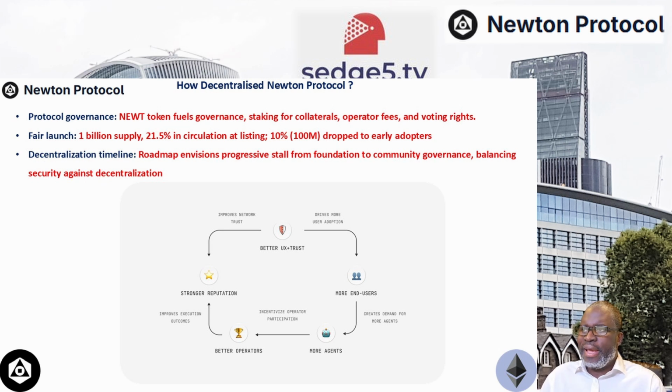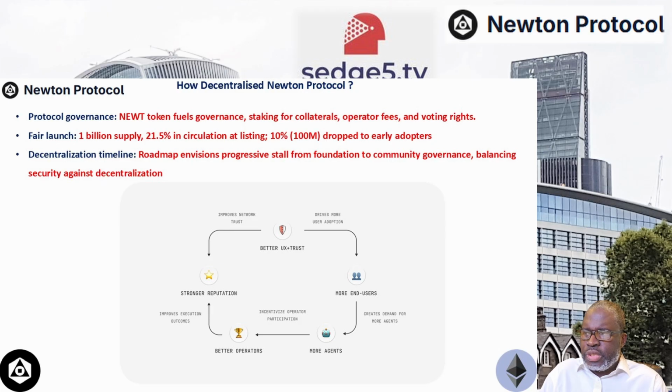The NEWT protocol has governance integrated within its protocol. The NEWT token fuels governance, staking for collateral, operator fees, and voting rights. There was what some are calling a fair launch. There are approximately 1 billion NEWT tokens with a hard cap, and 21.5% of this is already in circulation at listing or TGE, and 10% of the total supply, which is 1 billion, was airdropped to early adopters, community, and marketing reserves included. Decentralization timeline, well, the roadmap envisions progressive transition from foundation to community governance, balancing security against decentralization.